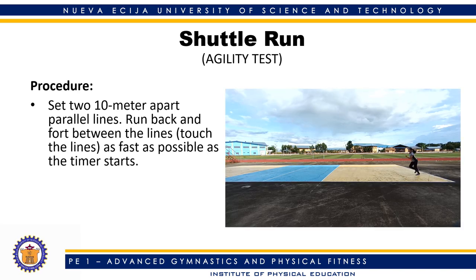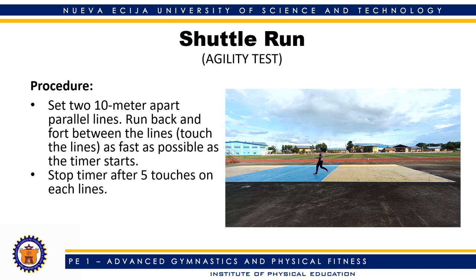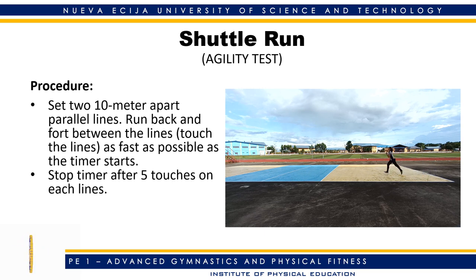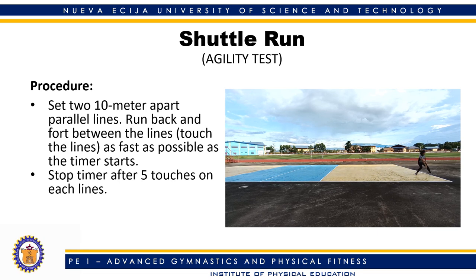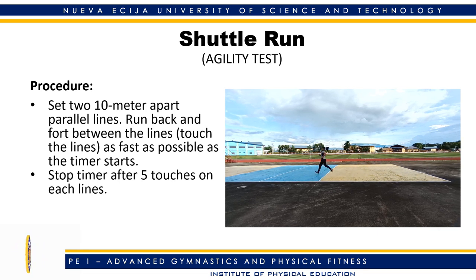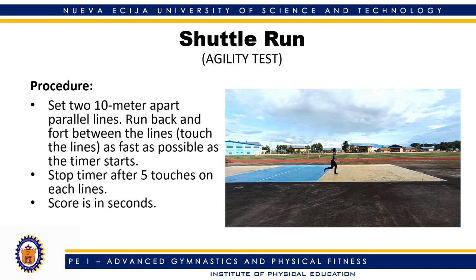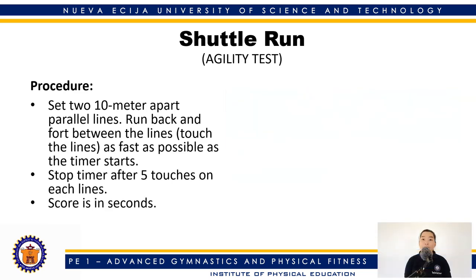So to do this shuttle run, if your parallel lines or markers are ready, run back and forth between the lines, touch the lines, as fast as possible, the timer starts. Stop timer after 5 touches on each line. Score is in seconds. So dito, tinitignan natin kung gaano mo ba kabilis kayang i-accomplish these physical activities. So from running a point to a certain point, it changes the directions. That means it is an agility test.